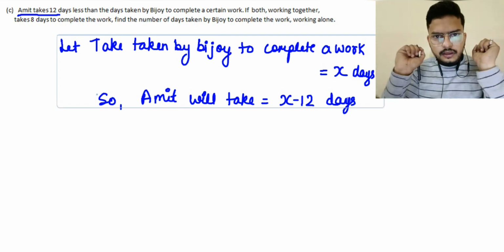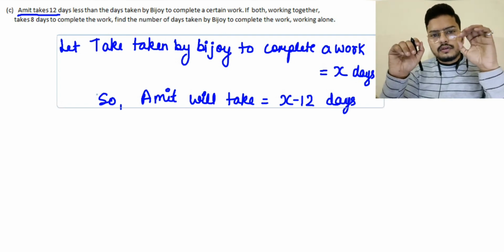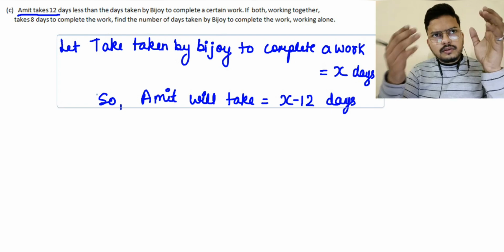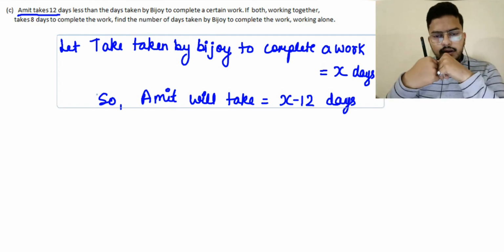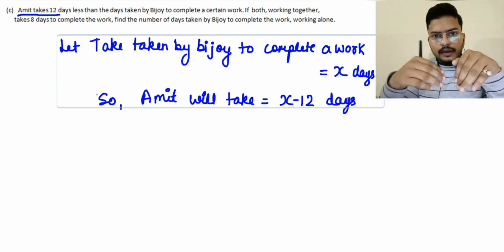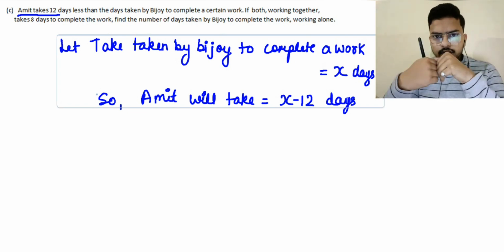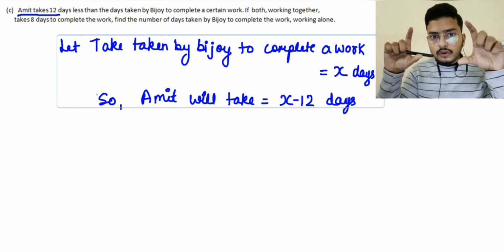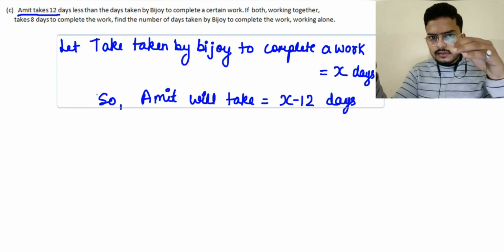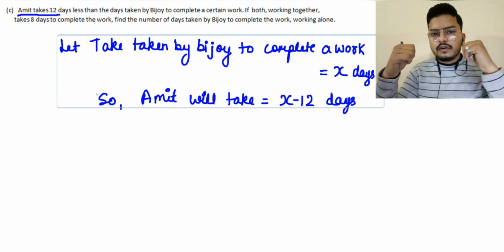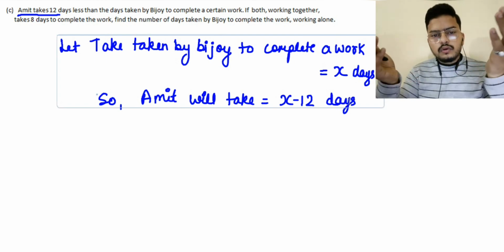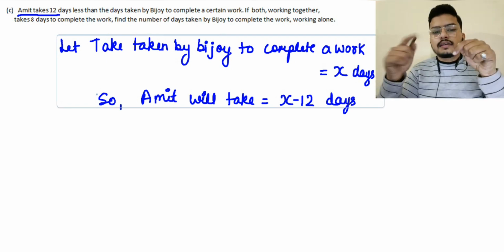If there is a construction building, and in the starting there are, let's suppose, 3 labors, taking let's suppose 10 days to complete a particular room, and then in future the same building has to be constructed by 5 laborers, then obviously, practically you can see that if we increase the number of people to construct a particular building, then the number of days taken to complete that building must be less.